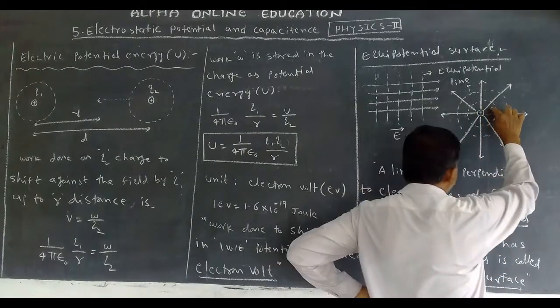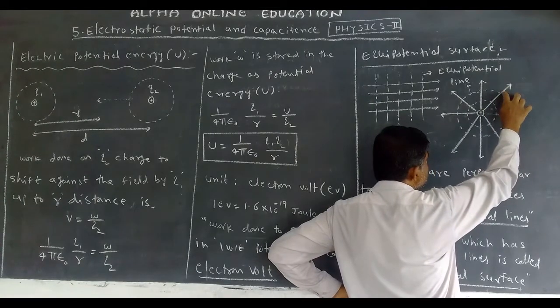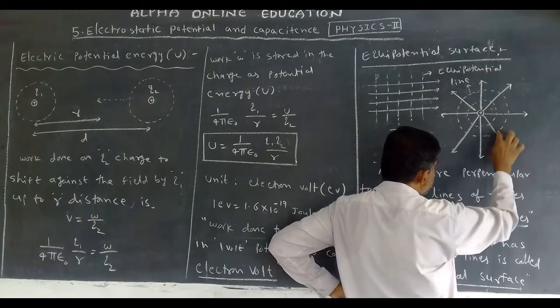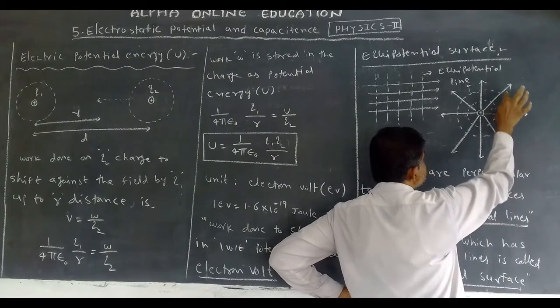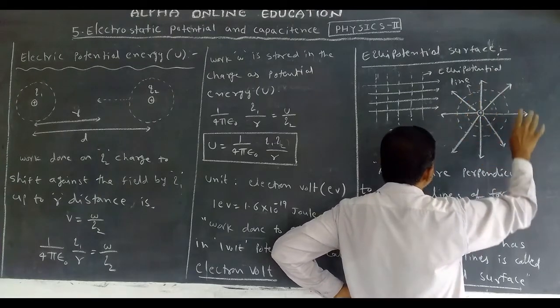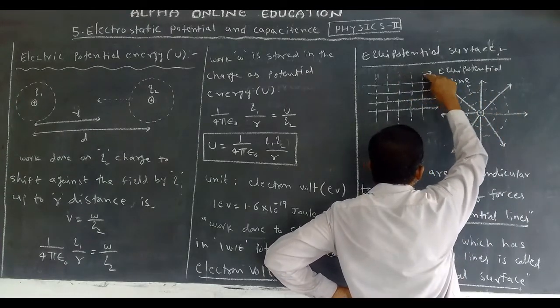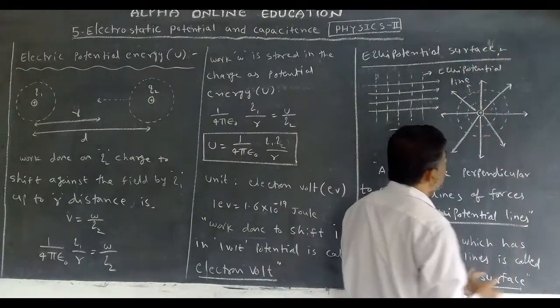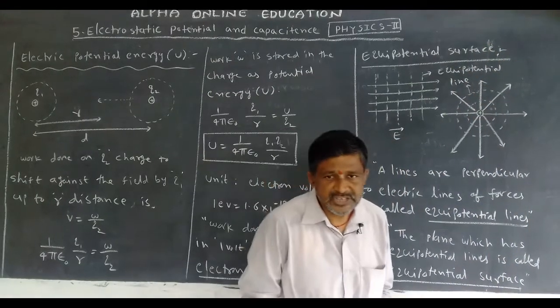This is one equipotential line. It is also another equipotential line. Means at this point, at this point, at this point again potential is the same. This is another equipotential line. That's why these dotted lines are called equipotential lines.